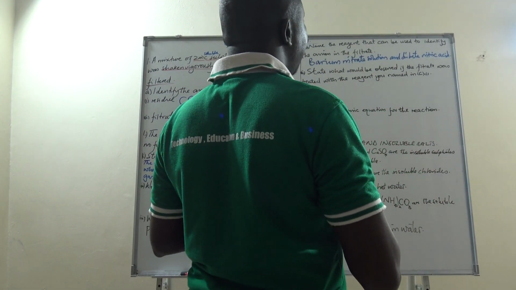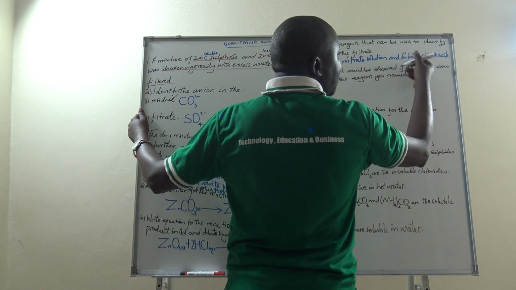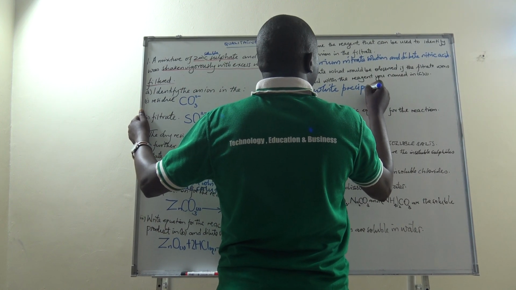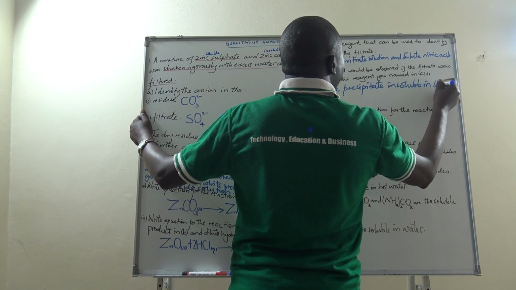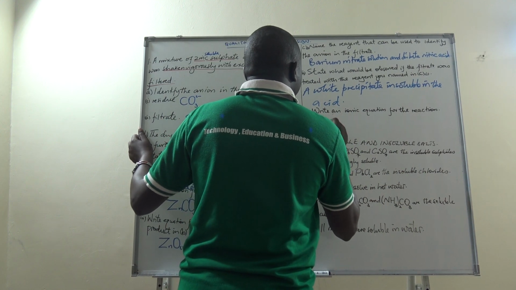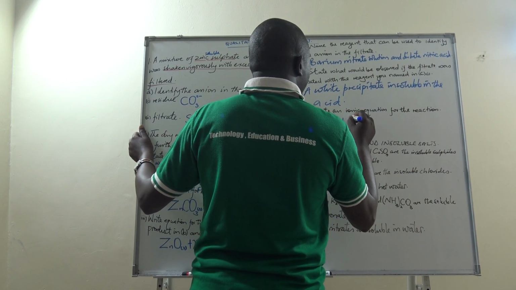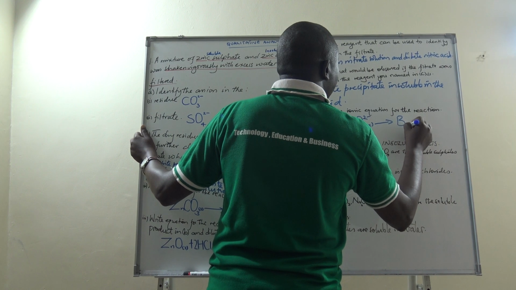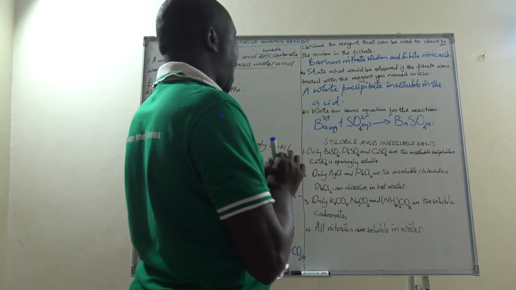State what would be observed if the filtrate was treated with the reagent you named in C Roman 1. So here we are having barium nitrate solution and dilute nitric acid. We would get a white precipitate, insoluble in the acid, as we saw earlier on. Then the ionic equation for the reaction: the barium ion of the barium nitrate solution will combine with the anion in the filtrate, which is the sulfate ion, and we get barium sulfate. So that is our ionic equation for the reaction.